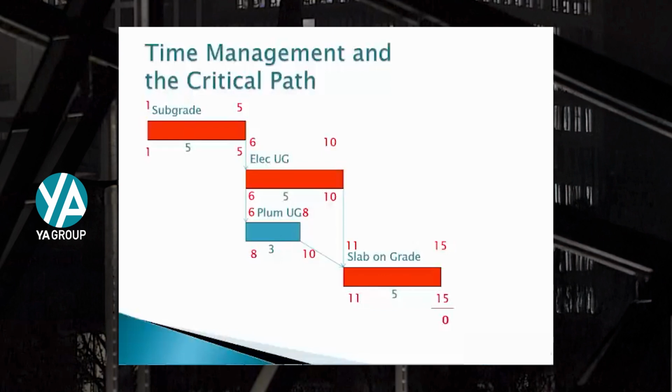The computer will then take these numbers and take the differences between either the start or finish. The slab on grade, the difference in the finish is 0, or 0 float. Electrician, the difference in finish, 0 float. The plumber, the difference between 8 and 10 is 2 days of float. And the subgrade has 0 days of float.